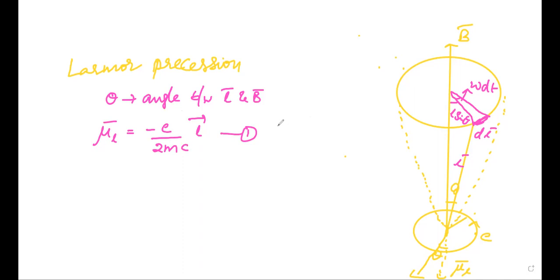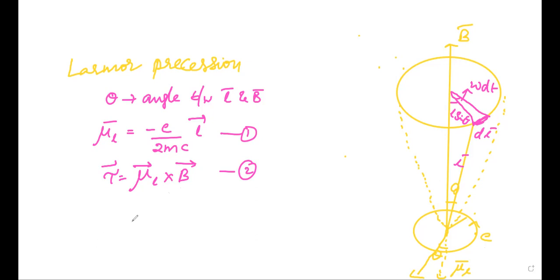As a result of this interaction with B bar, the dipole experiences some torque, tau equal to mu L cross B bar. When the external magnetic field B bar is applied to this electron, the torque tau bar is equal to mu L bar cross B bar. So this is equation 2. So from 1 and 2, the torque tau is always perpendicular to the angular momentum.